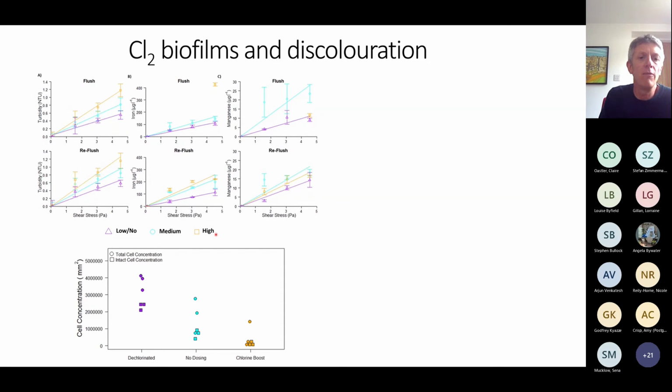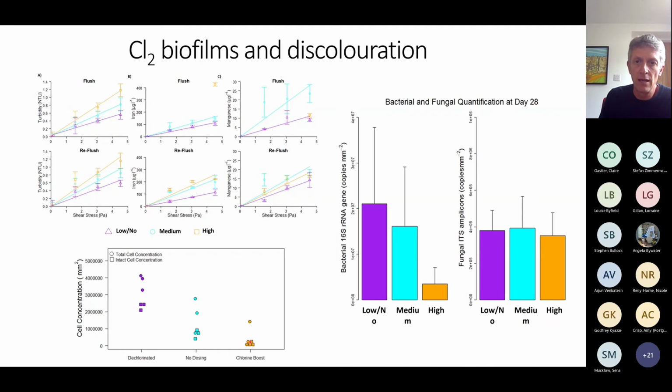The cellular response, so this is again flow cytometry data, total and intact cells. As you'd expect, most cells where we had the dechlorinated regime, least cells where we had the chlorine boost, and we confirmed that with some qPCR data, which again supported it for the bacteria. Interestingly, again, this hints that the fungal community is important. The fungal response was much more independent of those different chlorine regimes, so having an important role.